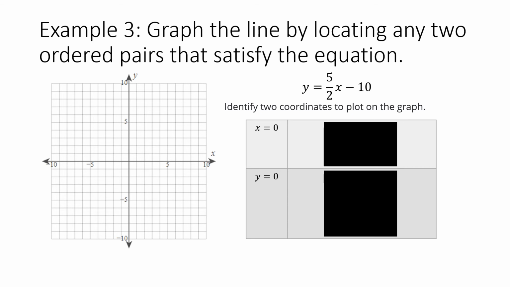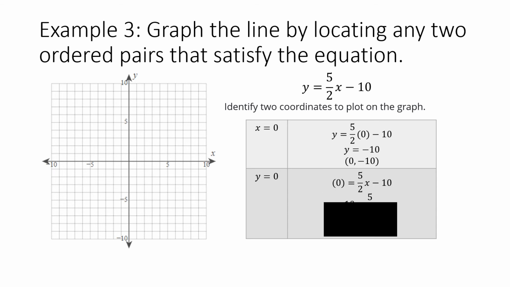Example 3, y equal to 5 over 2x minus 10. I'm going to start with x equal to 0, substitute in that 0 for x, and solve for y, and I get negative 10. My point is going to be 0, negative 10. Going to do the same thing for y now. I'm going to put 0 in for y and solve the equation for x. Doing so, I get x equal to 4, and so my point is going to be 4, 0.